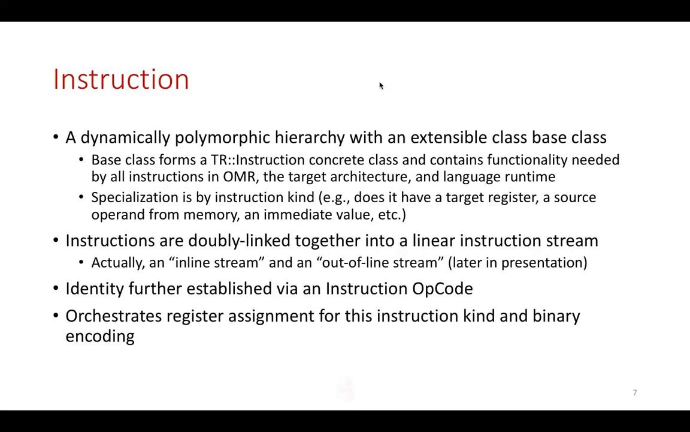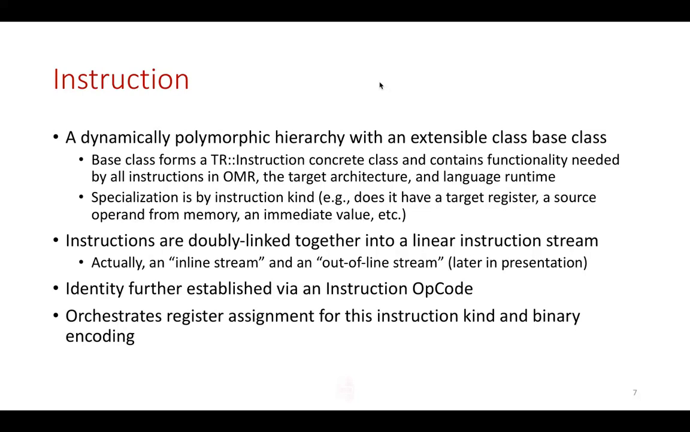The identity of a particular instruction is further refined by associating an instruction opcode with it. So, for example, in the case of a single register form instruction, there could be multiple opcodes that can be associated with that. For example, it could be a negation, or it could be a push opcode, or something like that. The other responsibility of a particular instruction kind is that it really needs to orchestrate the register assignment for that instruction and the binary encoding of that.